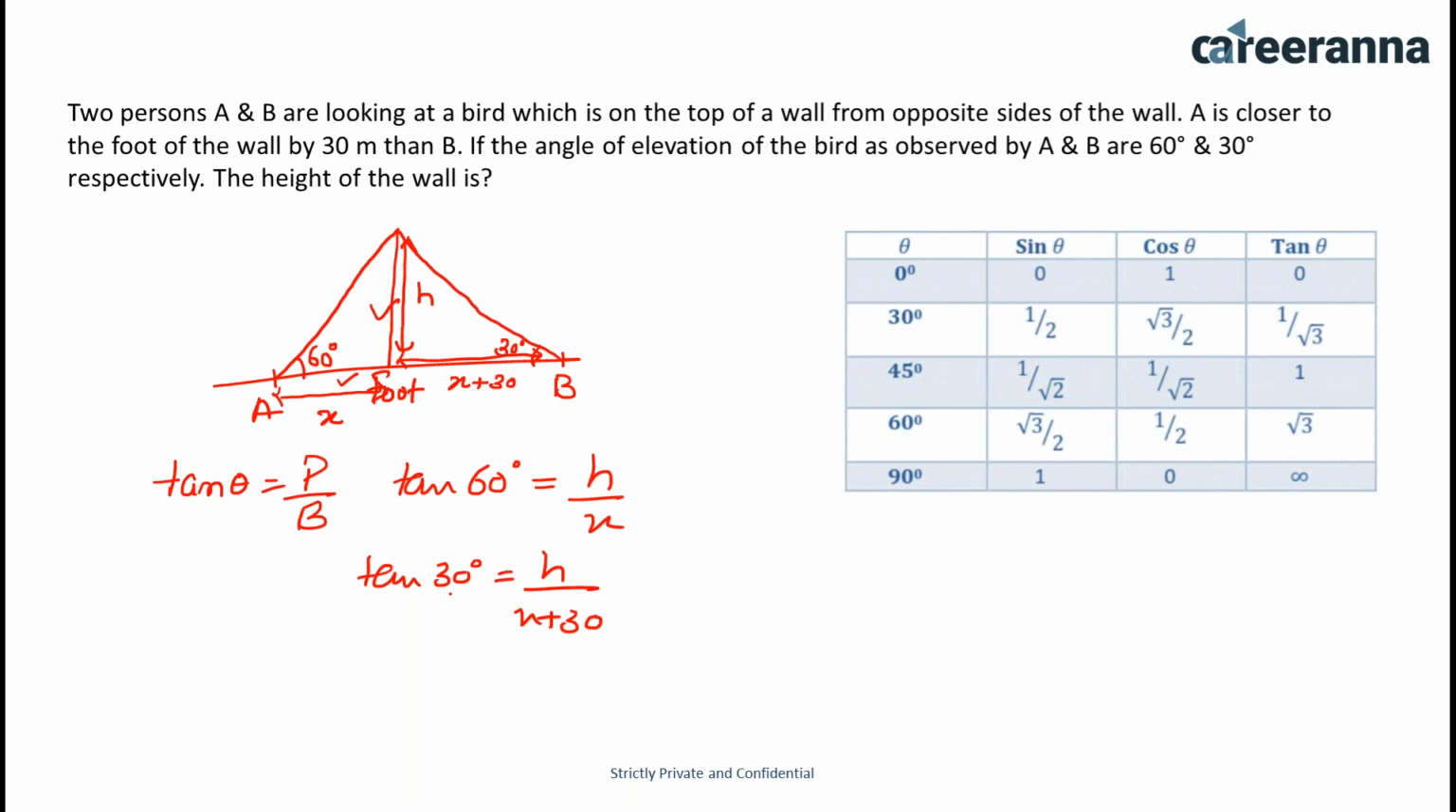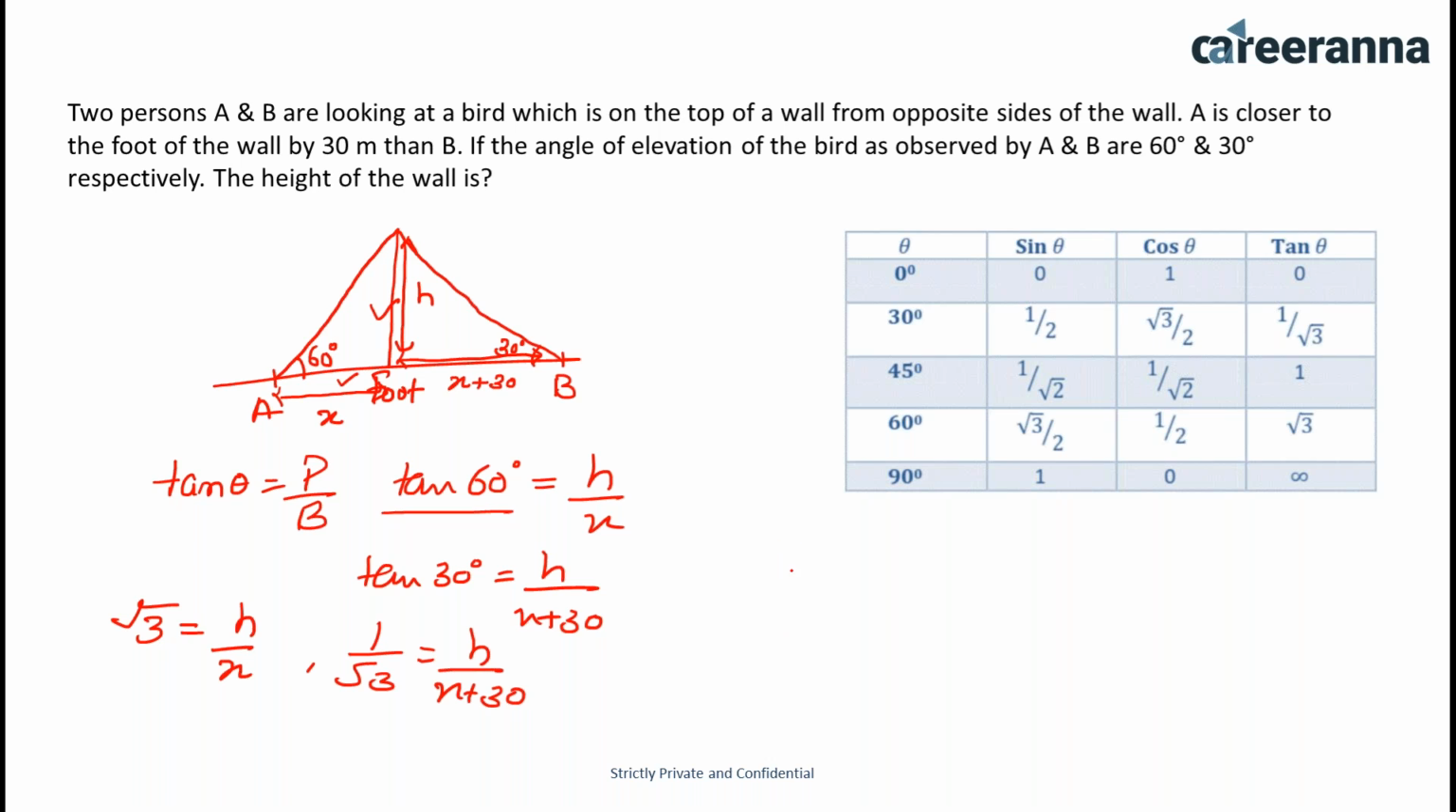Okay, just after solving this, equate the value of h and find the value of x. What is the value of x you are getting? Tan 60 is root 3 and tan 30 is 1 by root 3. Okay, let me solve this. This is root 3 equals h by x, and this is going to be 1 by root 3 equals h by x plus 30.